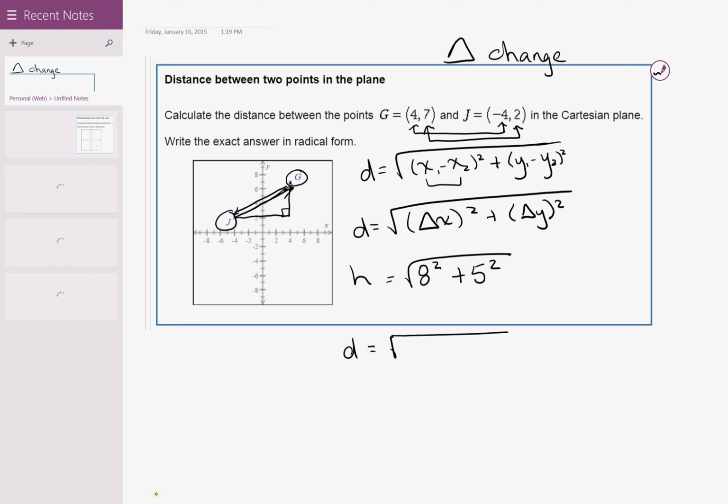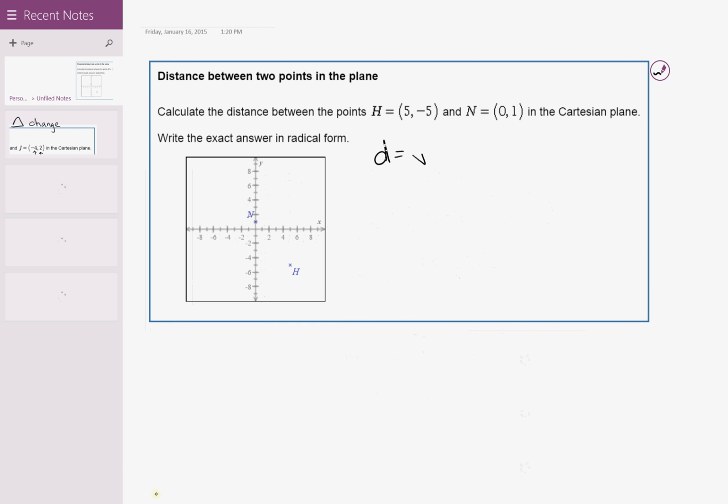The distance is equal to the square root of 64 plus 25, and that is equal to the square root of 89. Make my radical a little more appropriate. And the square root of 89 does not simplify, so that is our final answer. I'll do another example for you.